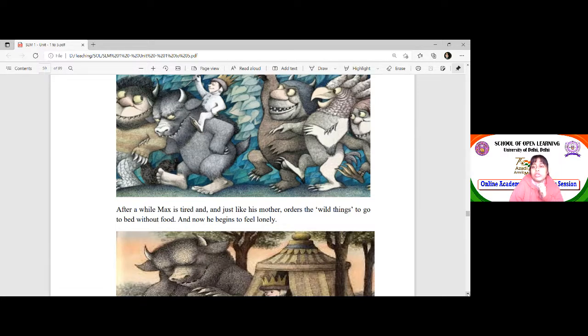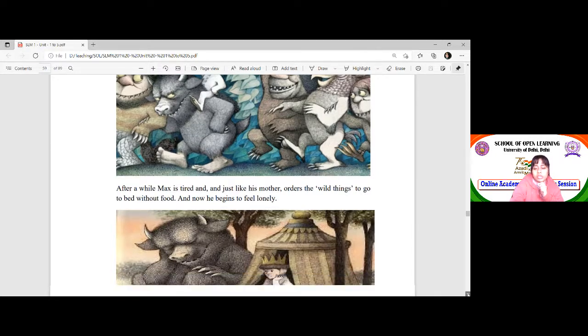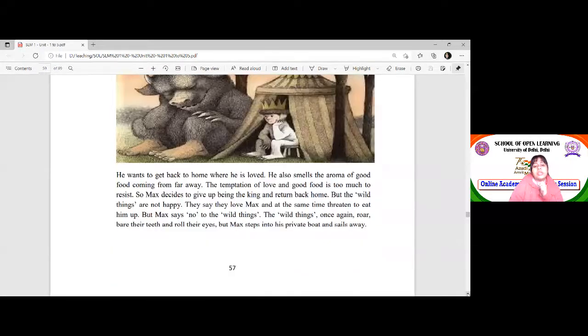Now, because he is the king and he is in power, he is tired of all this mischief, and like his mother, he orders all these wild things to go to bed without food. And he begins to feel lonely because everyone's gone to bed. He wants to get back home where he is loved. He also smells the aroma of good food coming from far away. The temptation of love and good food is too much to resist. So Max decides to give up being the king and to return back home.